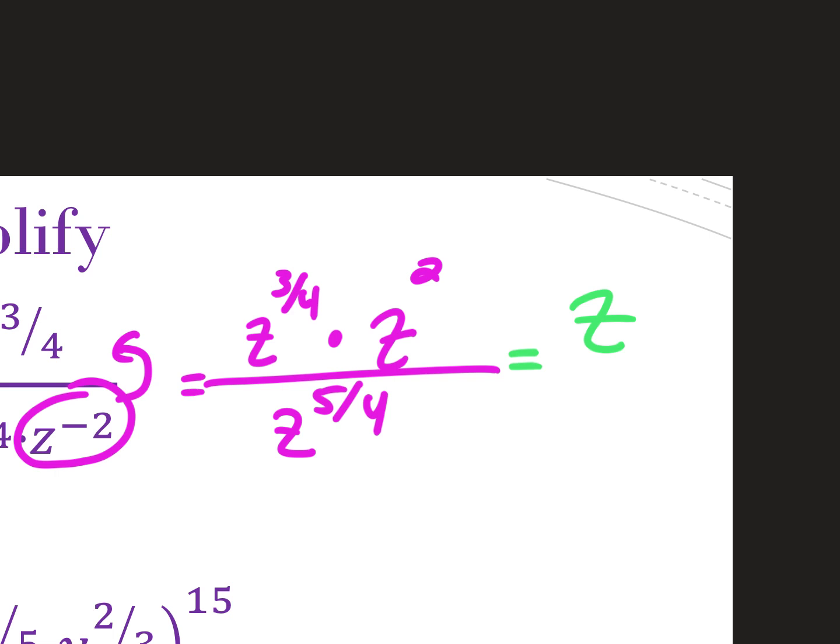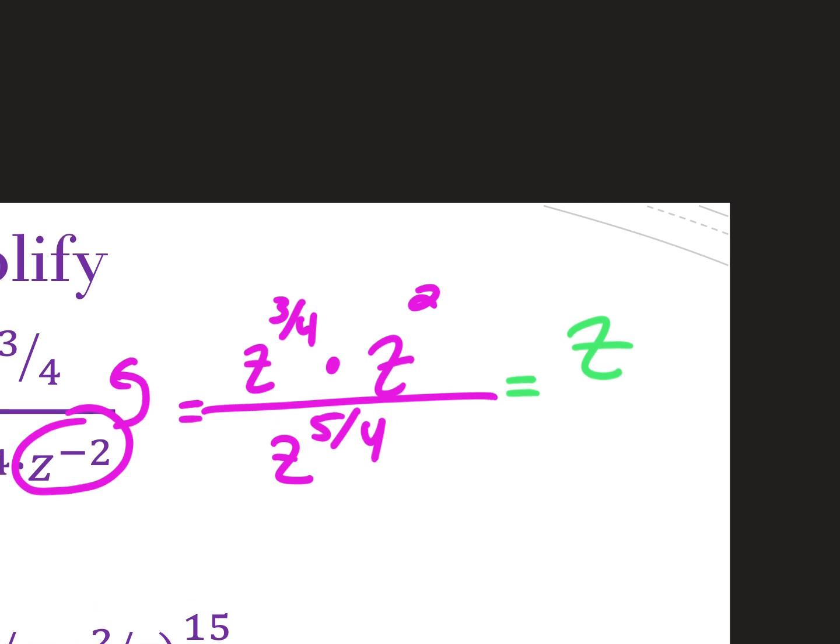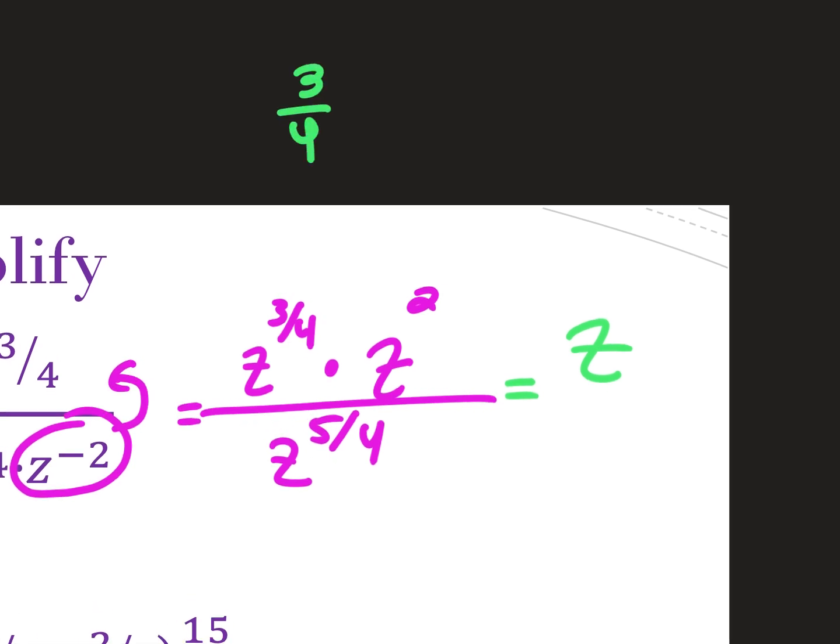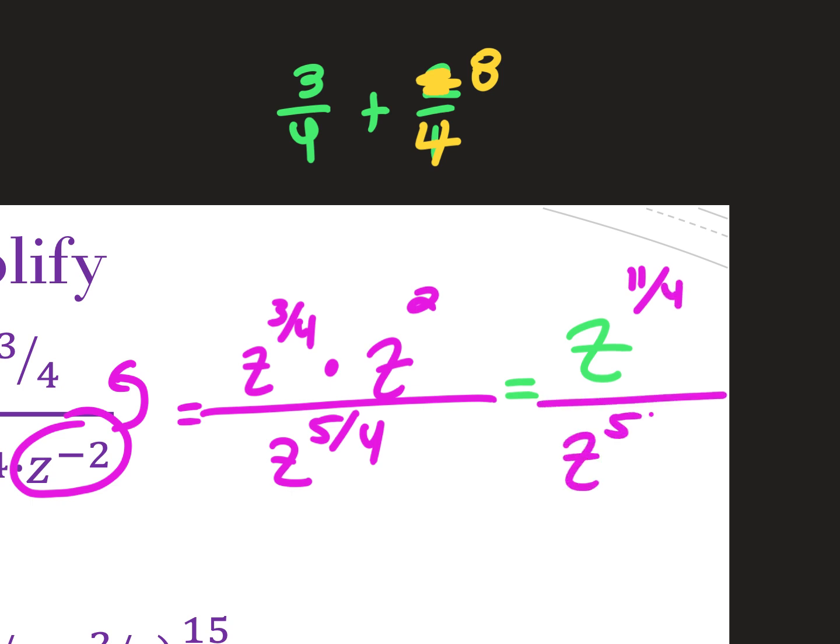Yeah, some of you are going to be like, oh, it's to the 2 and 3/4. We don't write exponents like that. You don't have exponents as mixed numbers. So how do I add 3/4 and 2 over 1? What do you need? A common denominator. What's a common denominator between 4 and 1? 4. If I multiply the bottom by 4, I have to multiply the top by 4. So what's 3 plus 8? 11 over 4. Perfect. And then I have this.